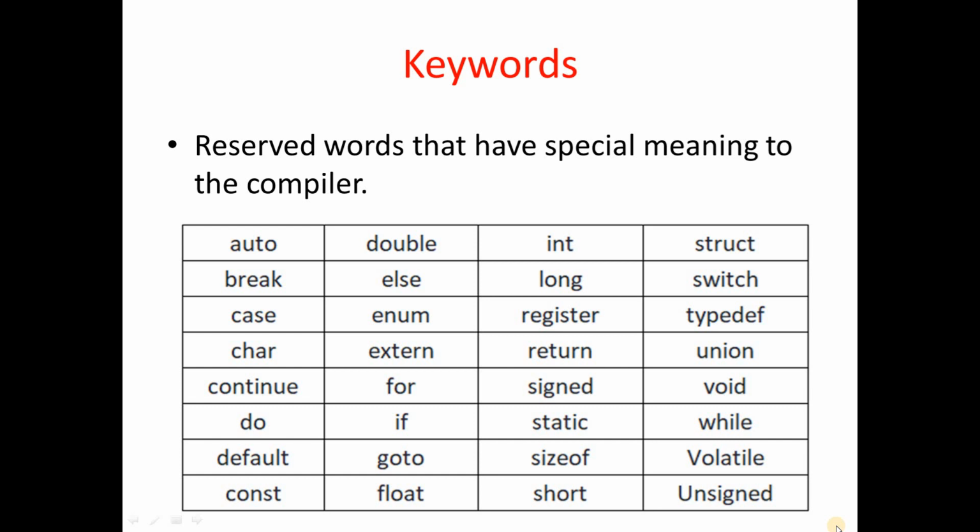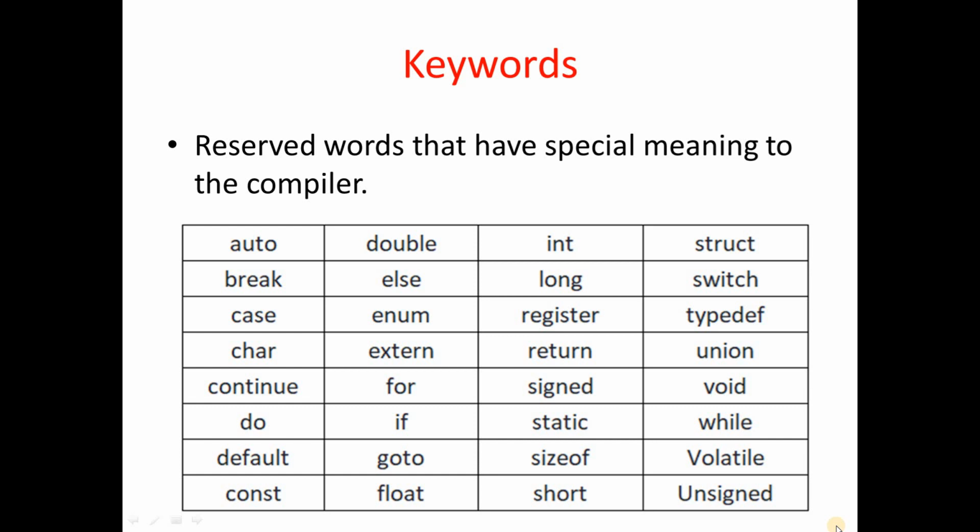Then there are keywords. What are keywords? Keywords are reserved words that have special meaning to the compiler. That means keywords are reserved words which have a specific meaning only known by the compiler, and that's why these words are known as reserved words, or keywords. That meaning is only understood by your compiler, and C's compiler is GCC. We will discuss the compiler, the compilation process, and how to write and compile a program in the next video.